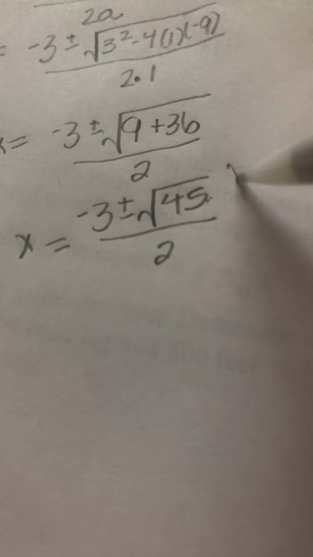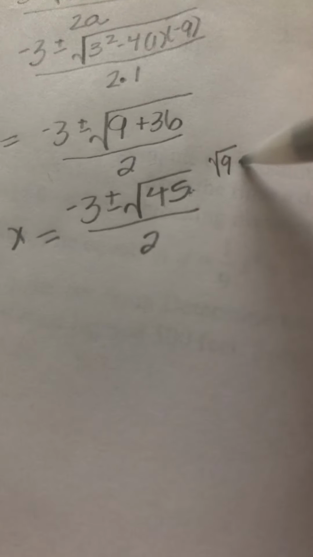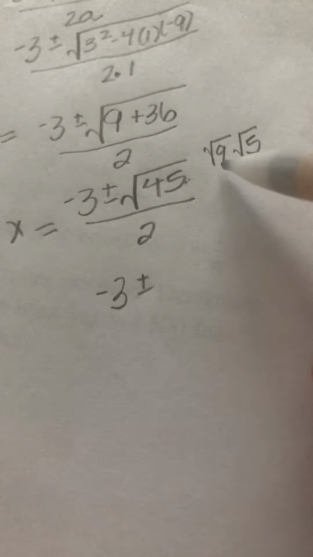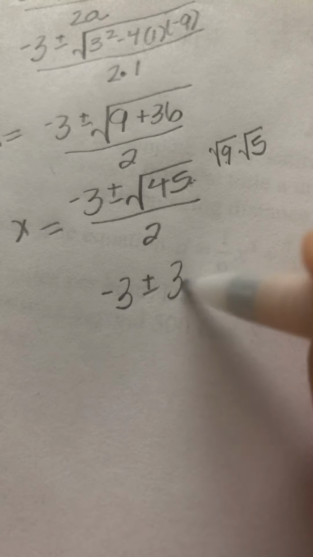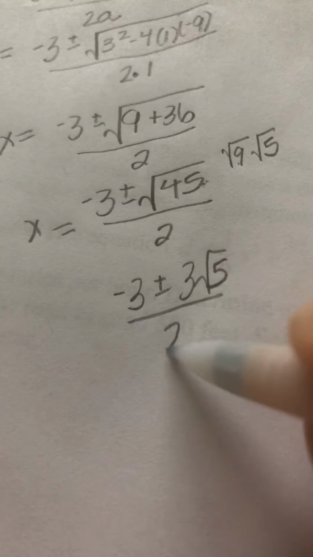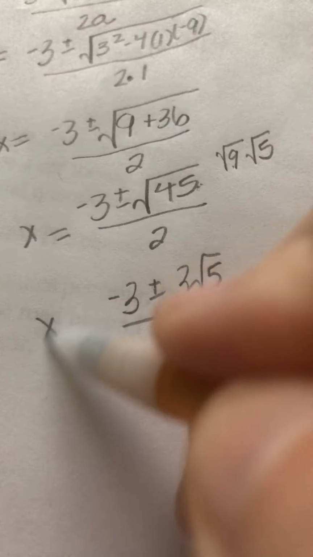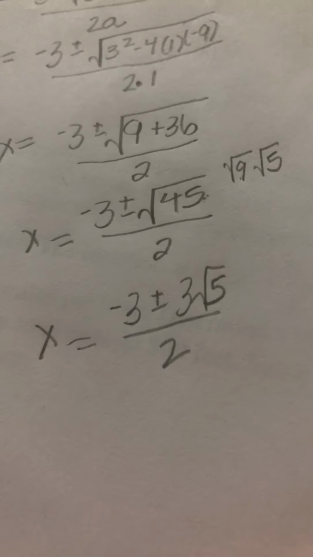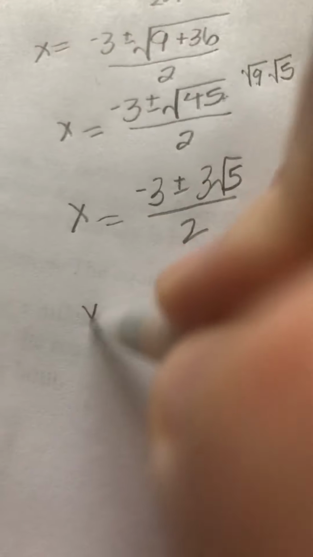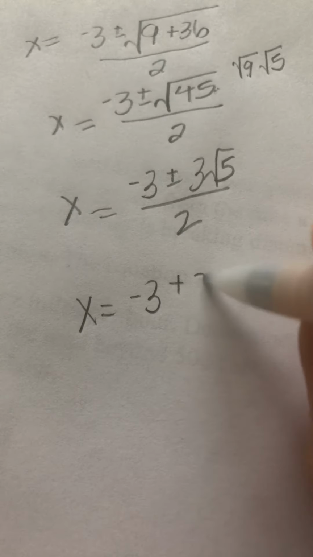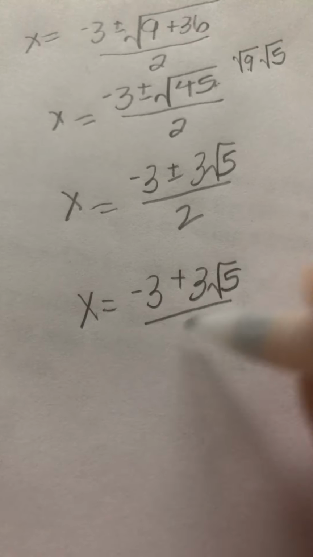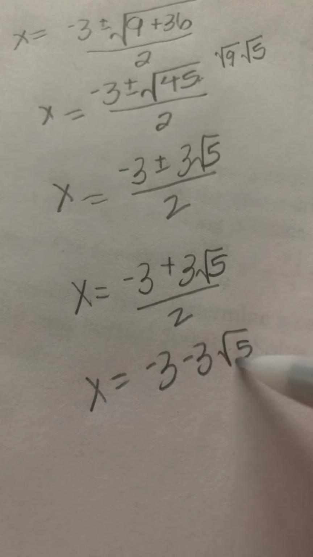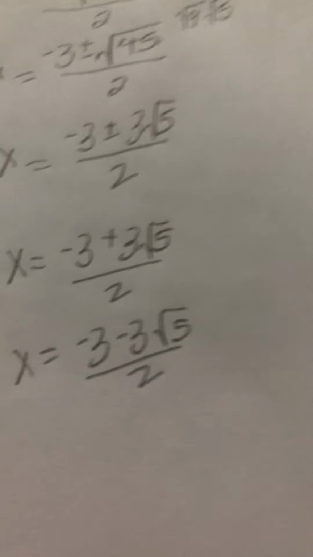So remember, root 45, biggest perfect square. So root 9, root 5. So this is negative 3 plus or minus, this will become 3 root 5 over 2. Okay, so that's your simplified radical. They want approximate solutions to 2 decimal places. So one of the values you're going to look at is this, and the other one is this. So we're going to put these in the calculator and round them to 2 places.